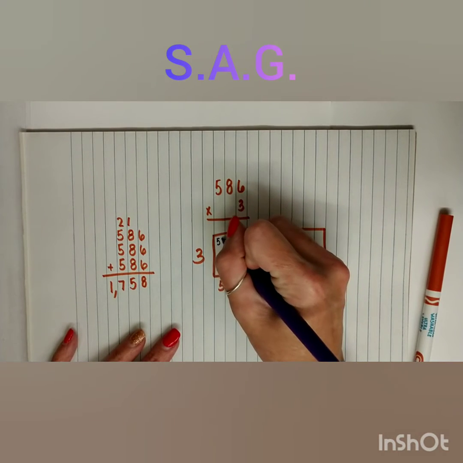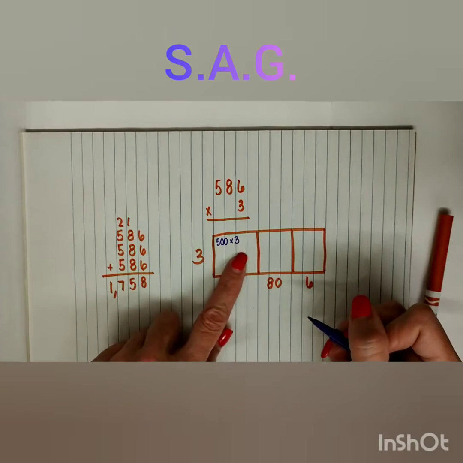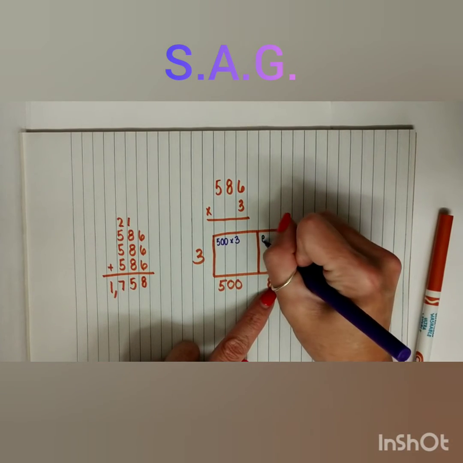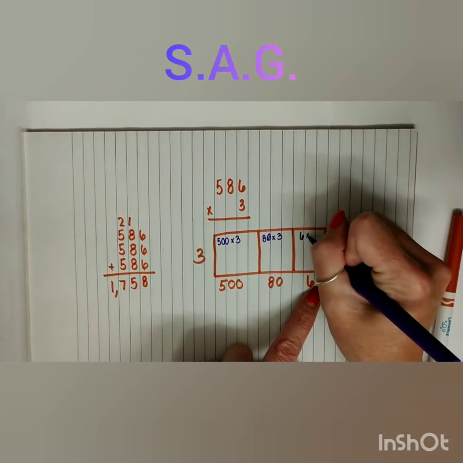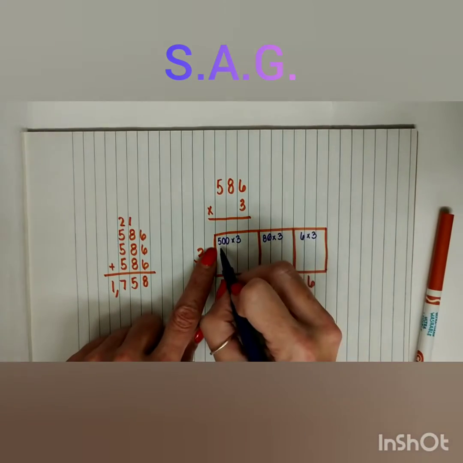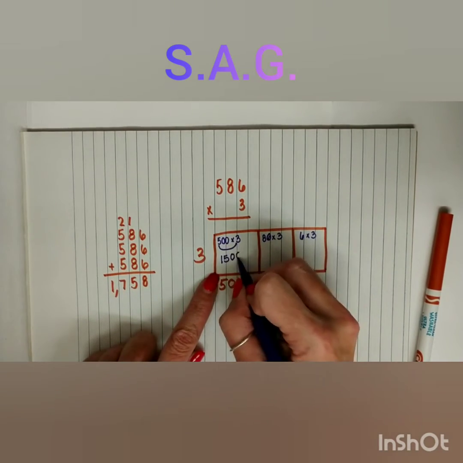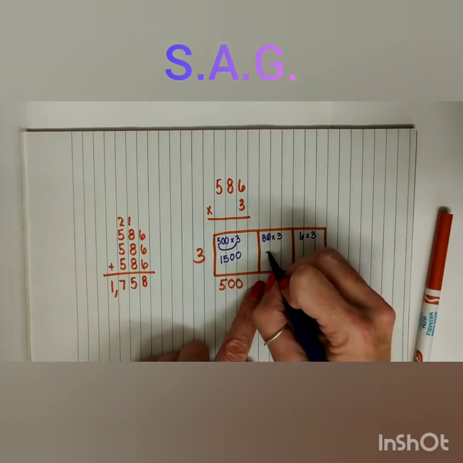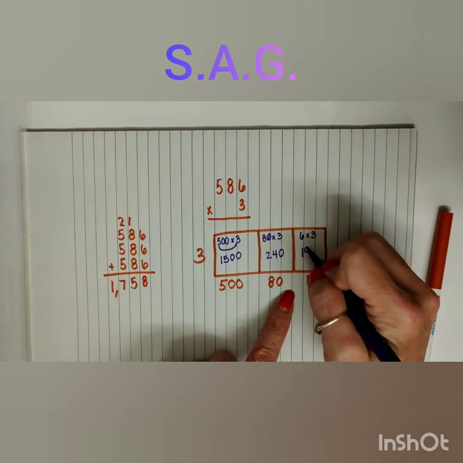So I write the multiplication fact inside so I don't make a mistake. So this is 500 times 3. This is 80 times 3. And this is 6 times 3. All right? And so 5 times 3 is 15, and I have 2 zeros. 8 times 3 is 24, and I have 1 zero. And 6 times 3 is 18.